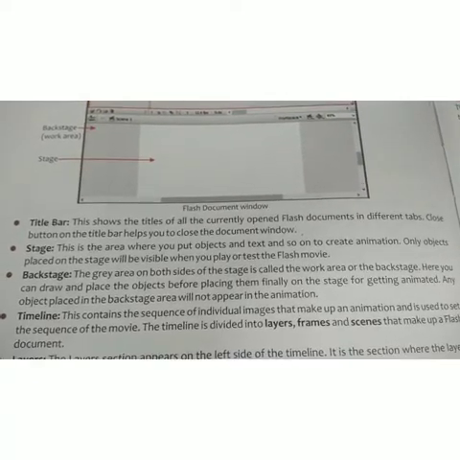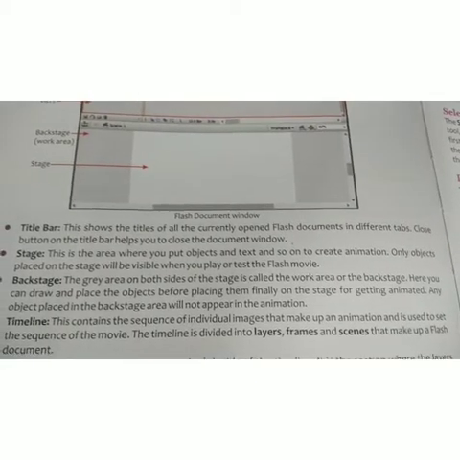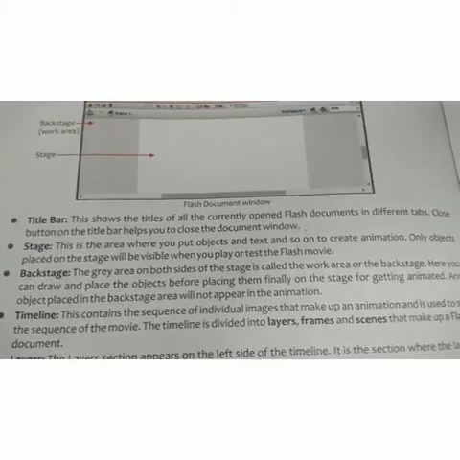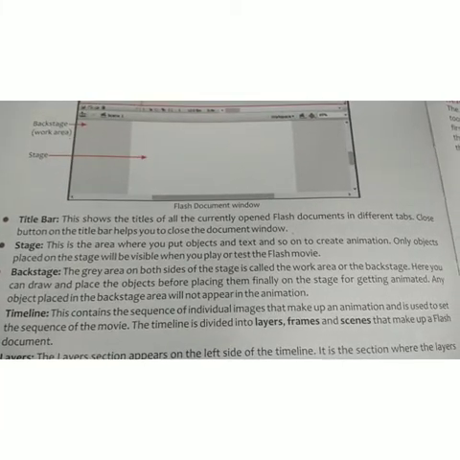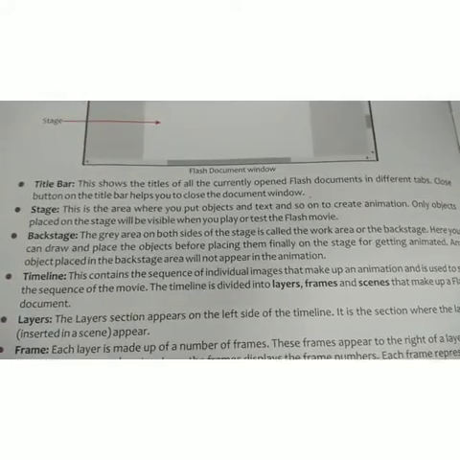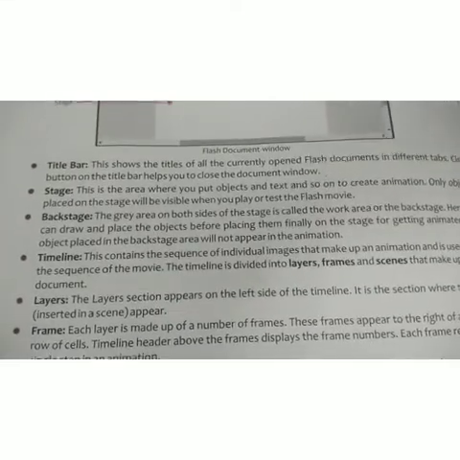So next is timeline. This contains the sequence of individual images that make up an animation and is used to set the sequence of the movie. The timeline is divided into layers, frames and scenes that make up a Flash document. The layers section appears on the left side of the timeline. It is a section where the layers inserted in a scene appear.